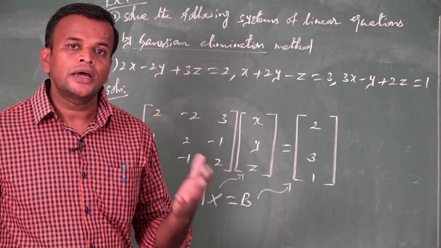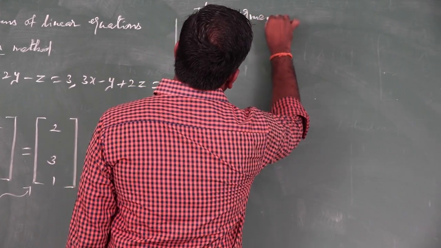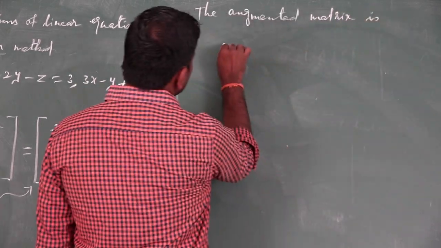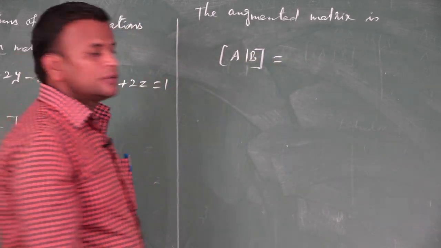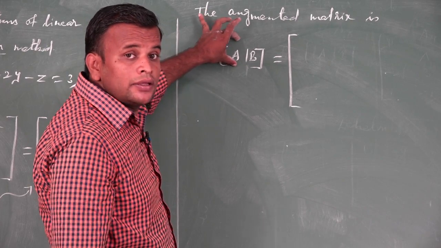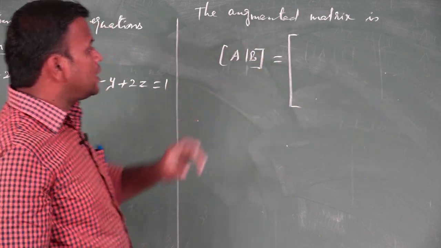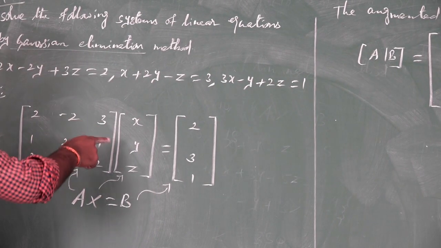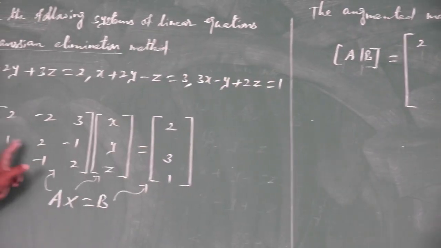The next one is the augmented matrix. The augmented matrix we read as A bar B, is equal to: first we write the value of the matrix A, next we write the value of the matrix B. So the matrix A has values 2, minus 2, 3 in the first row, and 1, 2, minus 1 in the second row.